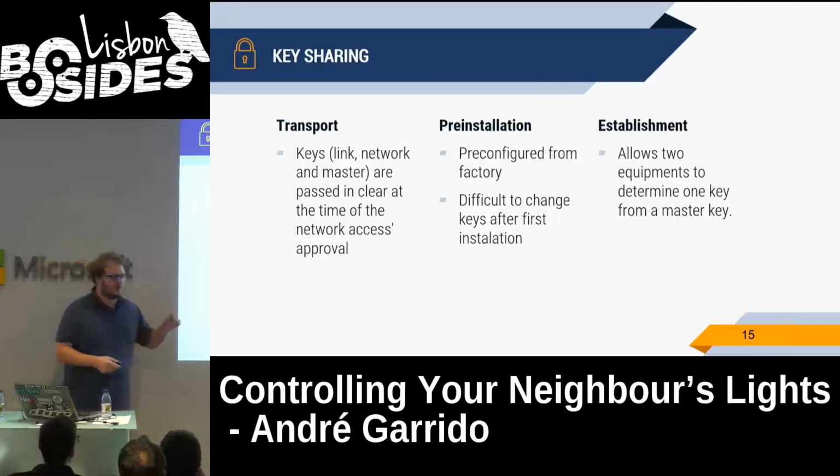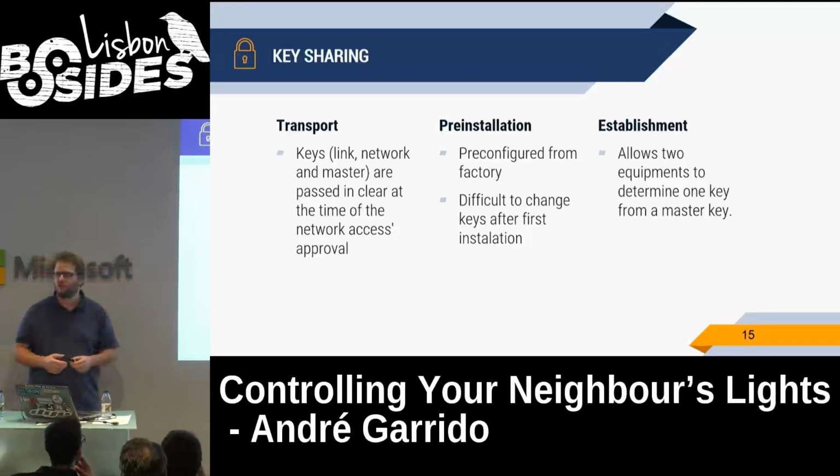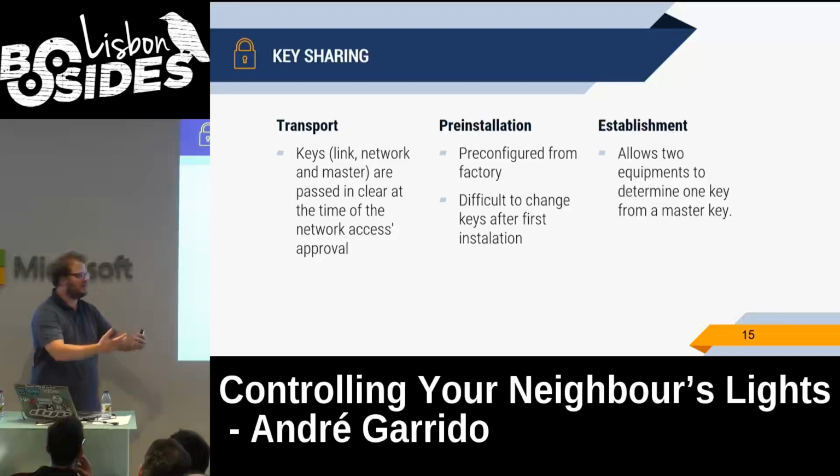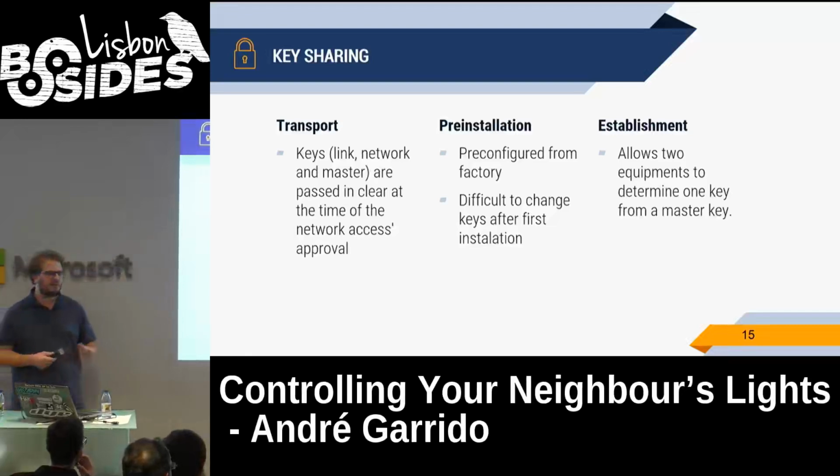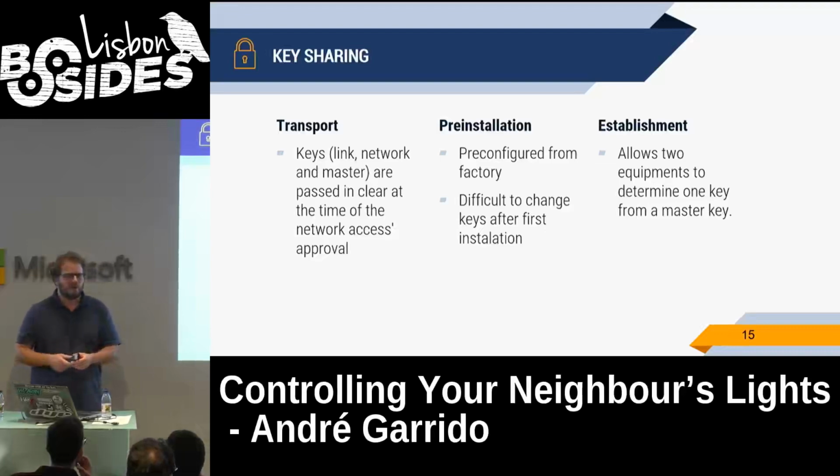About key sharing, we talked a little bit before, but in transport, the keys are passed in clear at the time of the network access approval. The first contact between a plug, in my case a plug, and a router, the keys would be passed in clear, so I can get that key. The pre-installation comes pre-configured from the factory, and the main problem is that if it comes pre-configured from the factory, if you want to change the key, it's more difficult because you need to go back to the factory to change it, at least for most of the mortals.